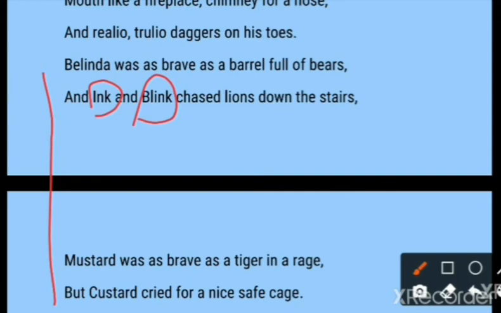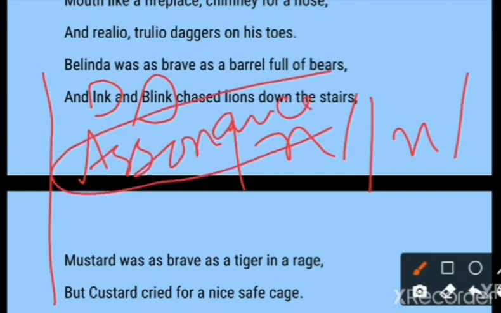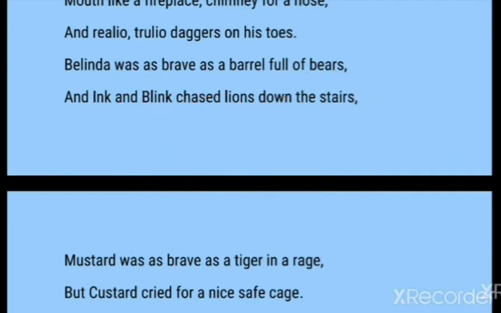We find a technique of consonance used here: n sound in "ink" and n sound in "blink". And we also find the technique of assonance, that is the i sound in "ink", the i sound in "blink". So that is what the technique of assonance is used here. All these things we find in this stanza.